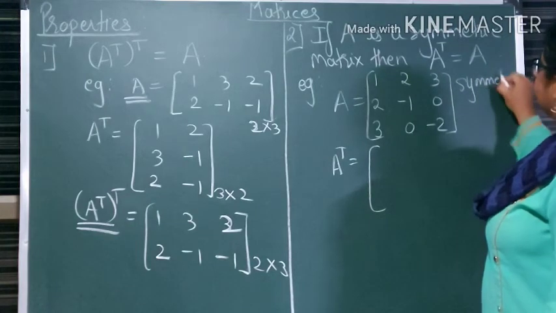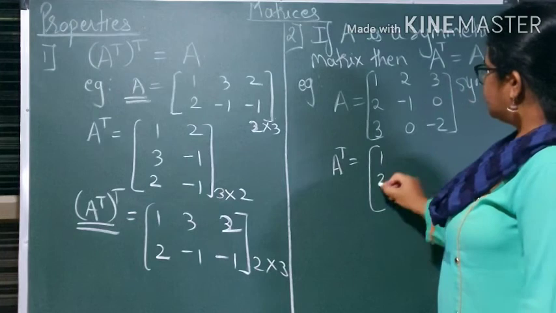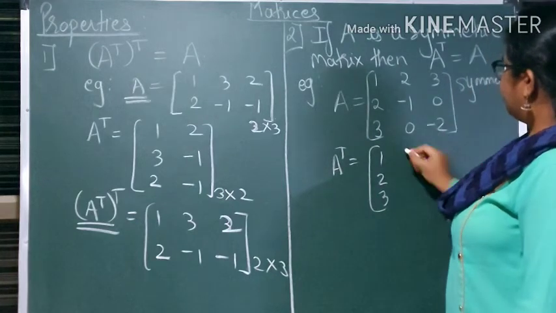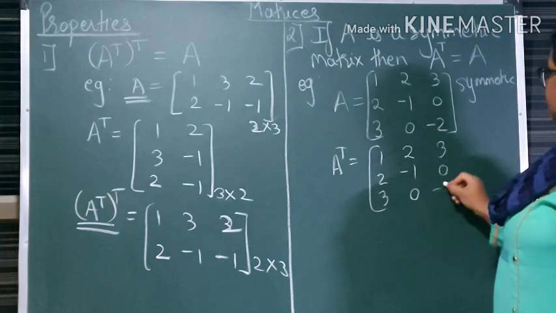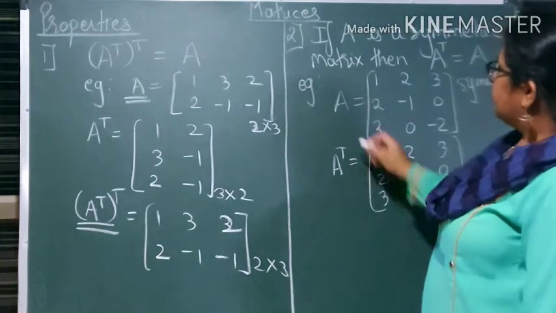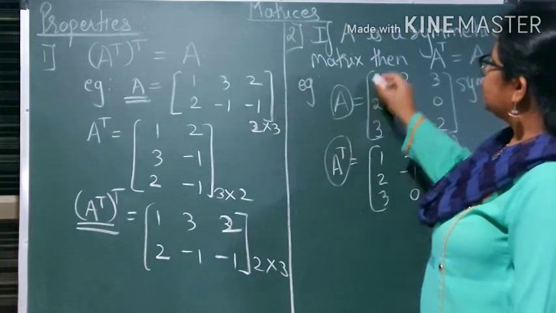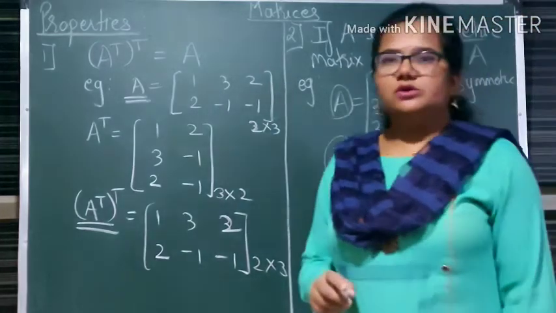Now if you take transpose of this matrix, this is a symmetric matrix. What will it be? This row will become a column. So 1, 2, 3. This row will become the second column. 2, minus 1, 0. And this row will become the third column. So can you see A and A transpose are same. So if you have a symmetric matrix, then A transpose is equal to A.